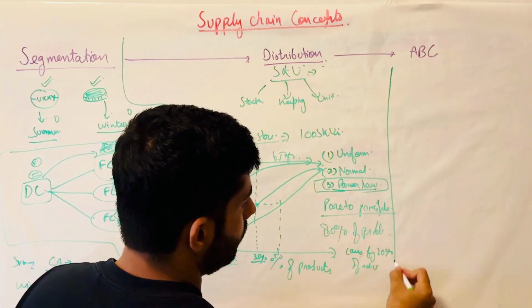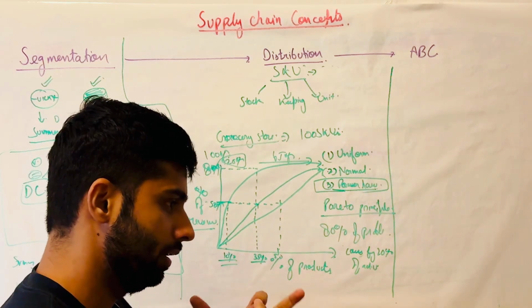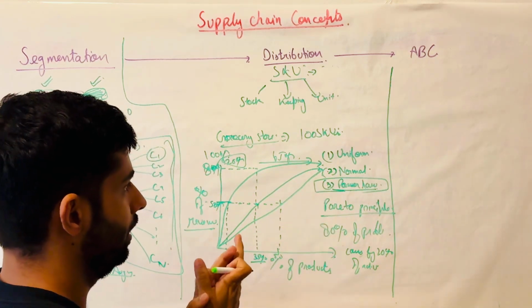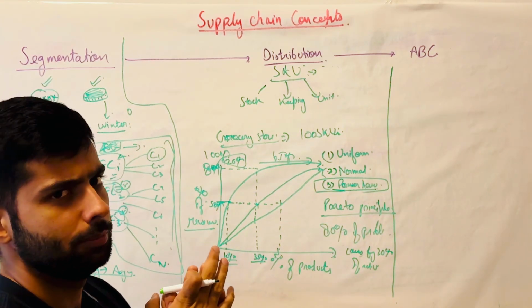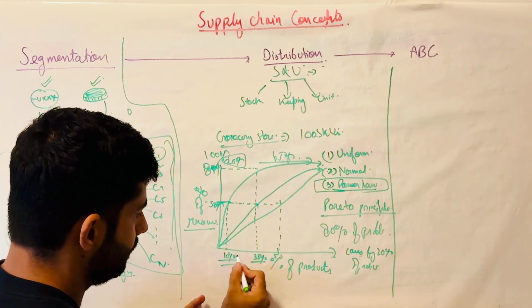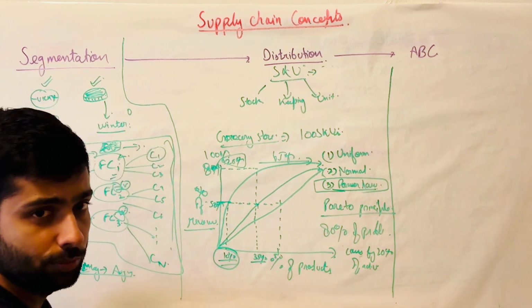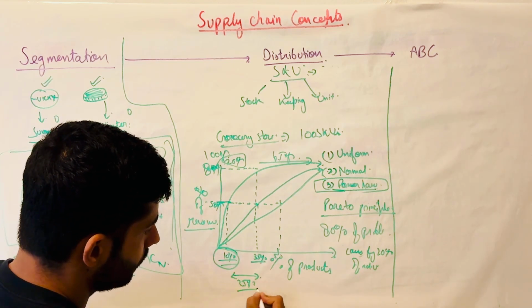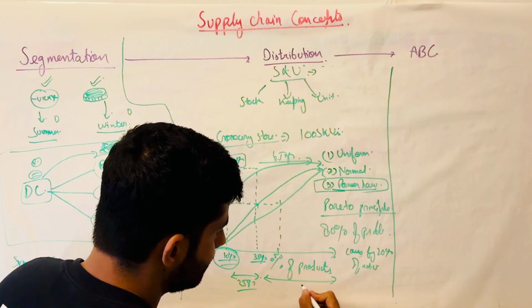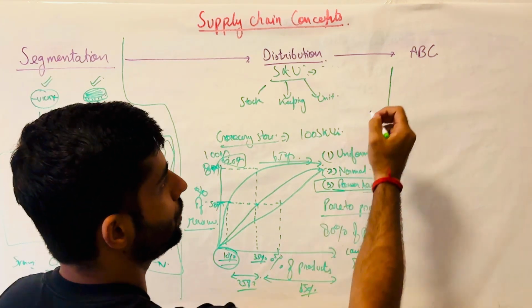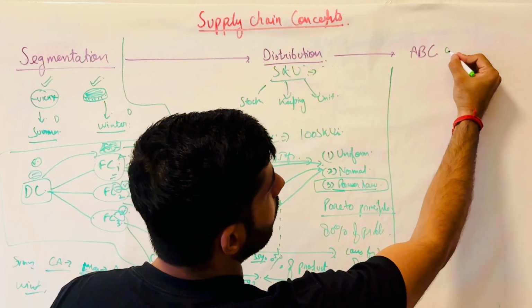Now, the next logical question that you should have after having a look at this graph is, then how do we deal with different products? For example, how do we deal with these 10% of the products? Then how do we deal with these 25% of the products? And then how do we deal with the remaining 65% of the products? And this is where I introduce to you the ABC analysis.